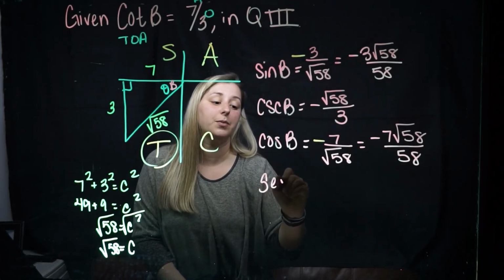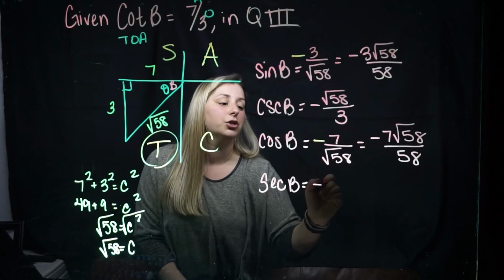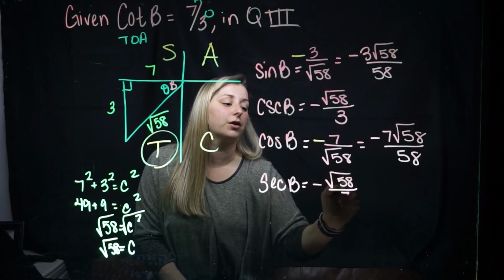We've got the reciprocal of cosine, which is secant. So flipping that upside down, remember the original, so negative rad 58 over 7.